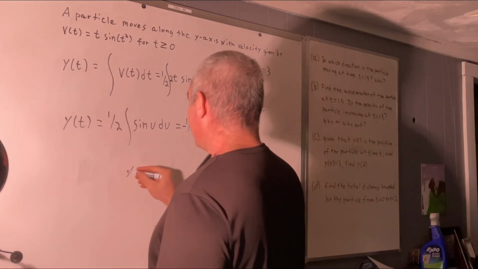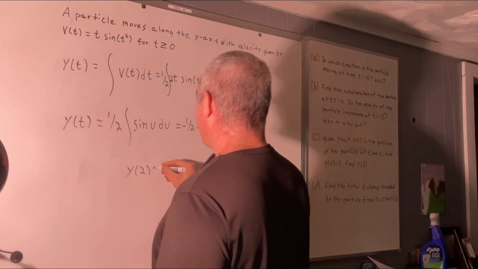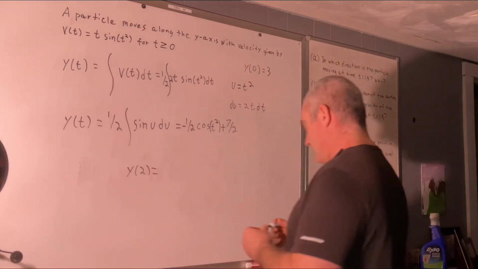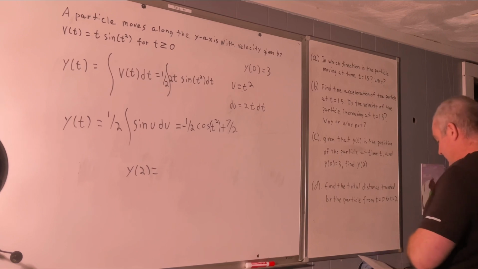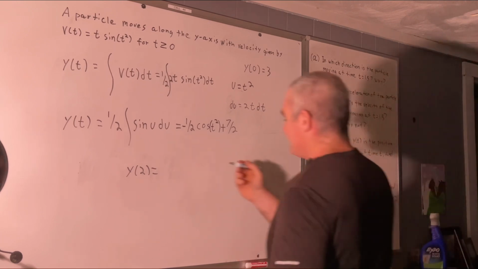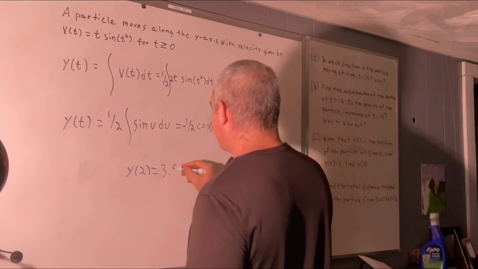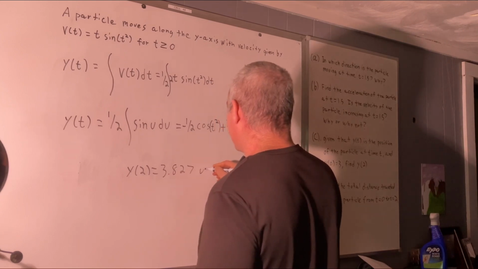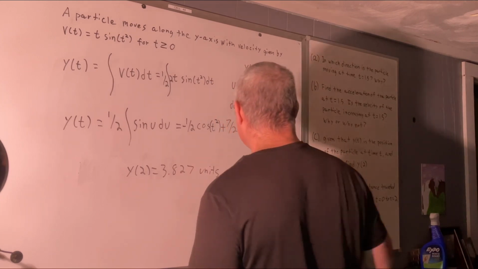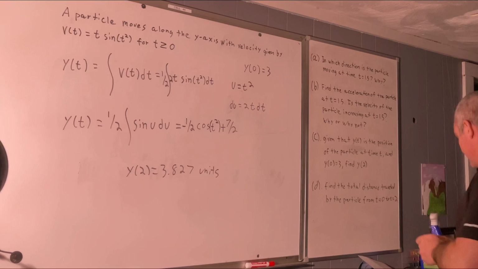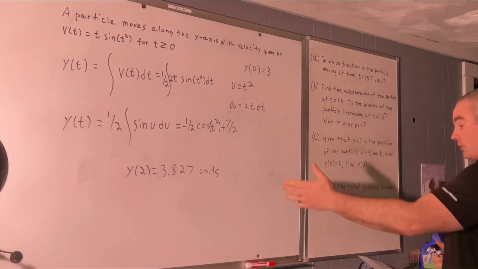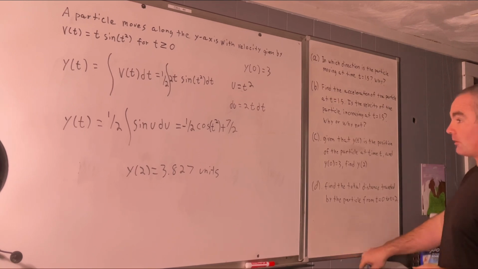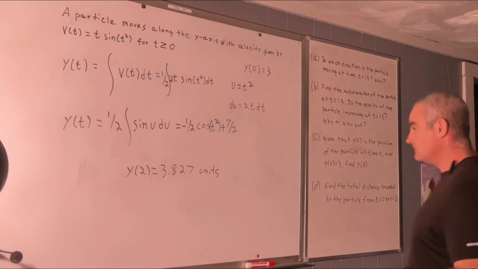So y of 2 is equal to, what did I have in my notes here? It looks like it is 3.827 units. Okay. And that's it. That's all it asks. It literally asks you for just a numerical value for y of 2, and we have found it. All right.